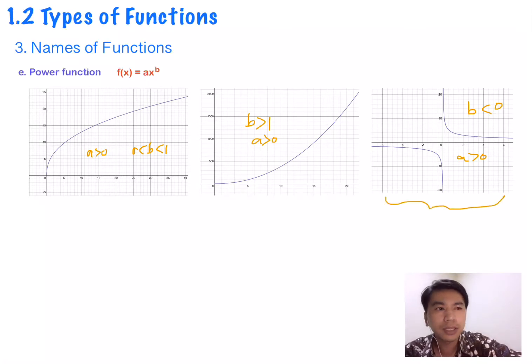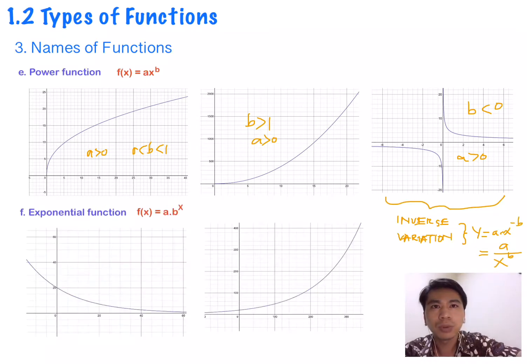This is also called as the inverse variation function, because you will have y equal with a times with x to the power of -b, or you can also write it as a over x to the power of b.